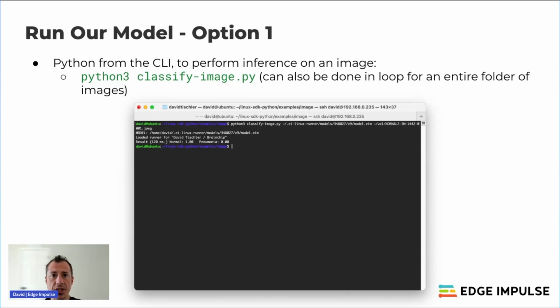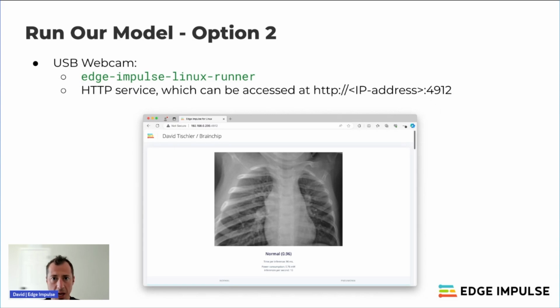The second choice is to hook up a USB webcam to the box and run Edge Impulse Linux Runner from the command line. This will start up a lightweight web server on the device and broadcast the output from the camera on the local IP of the box. This makes for a nice visual demonstration, but has a few considerations to keep in mind.